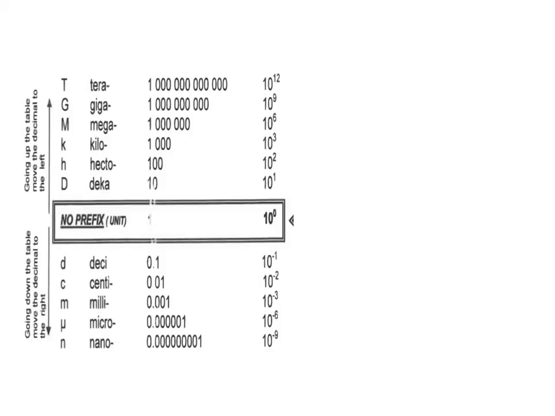Let's look at a few examples. If we want to convert 456 milliliters to liters, we see that we are starting at milli, and we're moving to our base unit. So we're moving up the table, so our decimal point is going to move to the left. Our exponent for milli is 3, moving to our base unit. And so we move our decimal point 1, 2, 3 spaces to the left for a value of 0.456 liters.